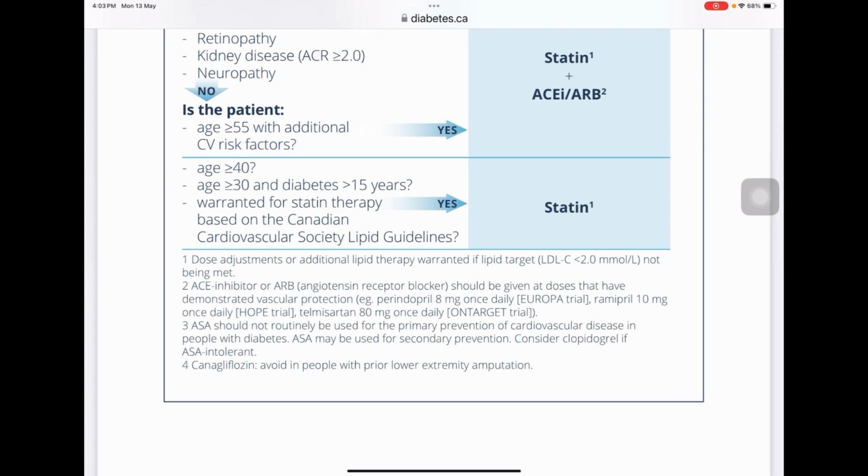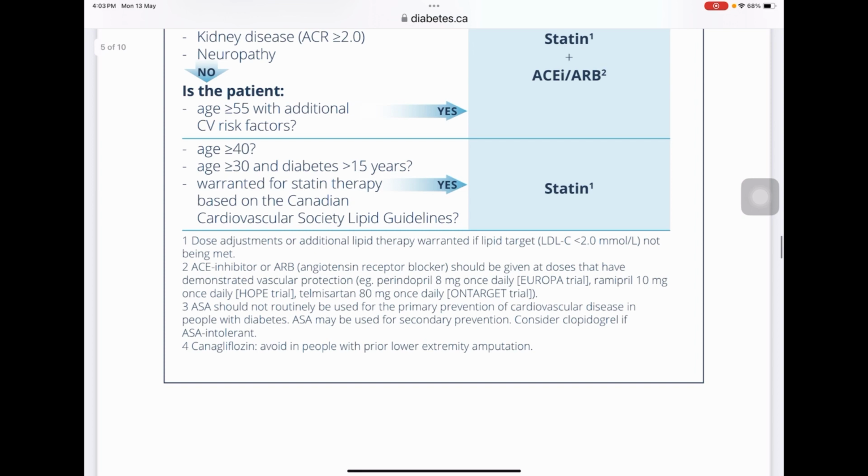Aspirin should not routinely be used for primary prevention of cardiovascular disease in patients with diabetes. Aspirin should be used for secondary prevention. Consider clopidogrel if aspirin is not tolerated. So aspirin is not something that we would give right away to a patient who is, let's say, pre-diabetic. But if a patient is diabetic and has cardiovascular disease, start aspirin.